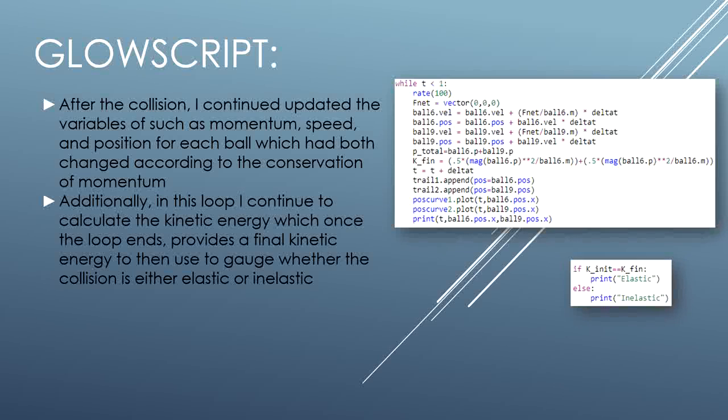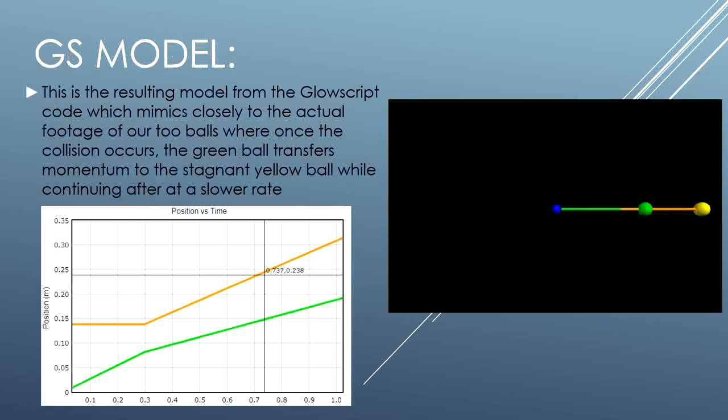order to provide a final kinetic energy to confirm whether this model is elastic, which if the kinetic energy does in fact equal the initial kinetic energy initialized earlier, like in an elastic collision, the code will print out the word elastic. Here's the resulting model from my GlowScript code, which strongly resembles the actual footage of the collision, excluding the small gap in both the graph and the model, which is a result of using the center of each ball as the point mass.